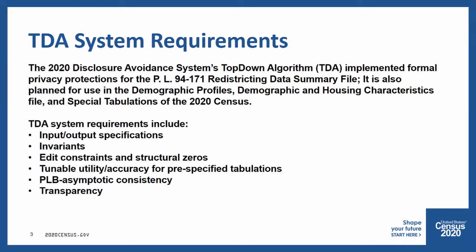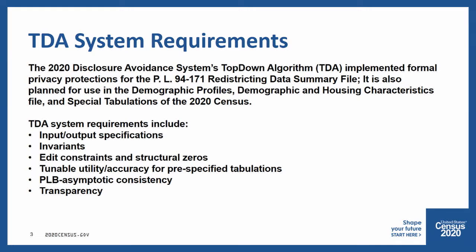Okay, so the 2020 Census Disclosure Avoidance System's top-down algorithm implements formal privacy protections for the Public Law 94-171 redistricting data summary file, which I mentioned, released last August. It's also planned for use in the demographic profiles, the demographic and housing characteristics file, and the special tabulations of the 2020 census.